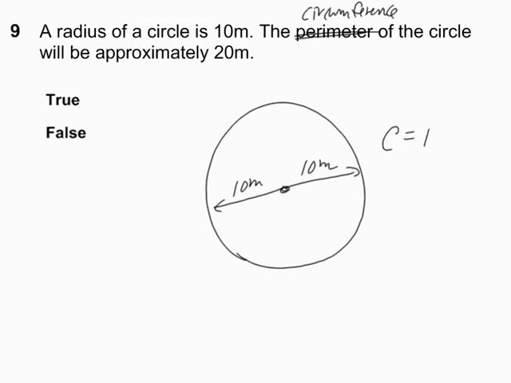So circumference equals pi times diameter. Circumference equals approximately 3 multiplied by the diameter. So the circumference should be around 60. So I'll put a little approximately 60 meters. Is it approximately 20 meters? No, so therefore it's false.